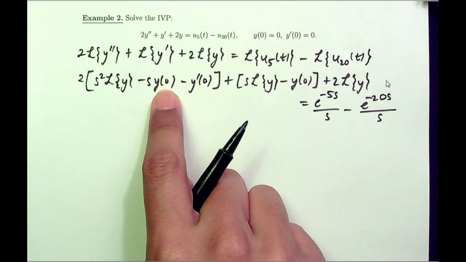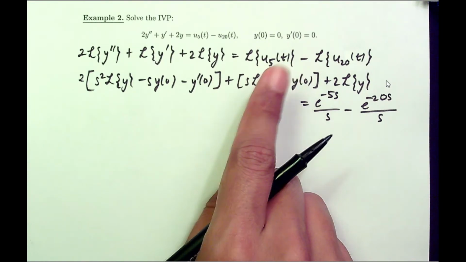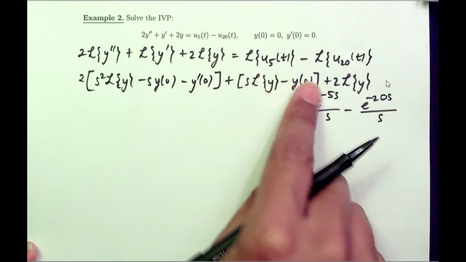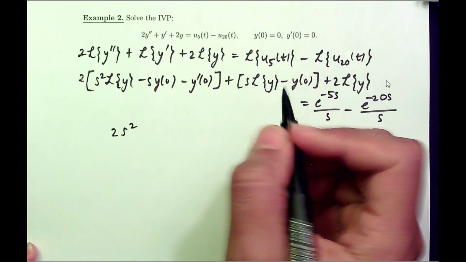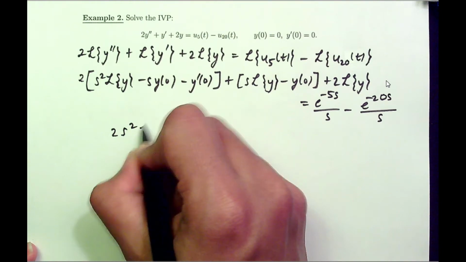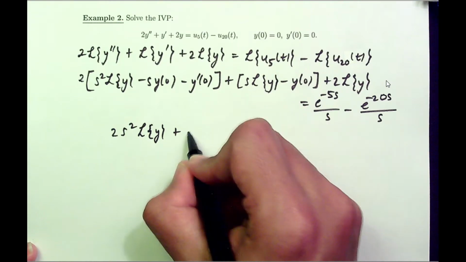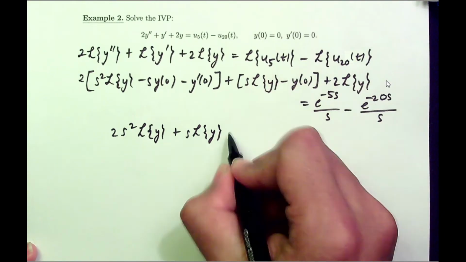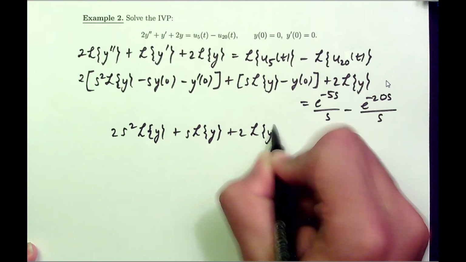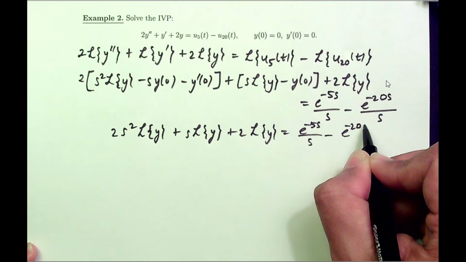Now we plug in what this is. y evaluated at 0 is 0. y prime evaluated at 0 is also 0. And so that's 0, that's 0, that's 0. That means this whole thing simplifies quite a bit. So it's going to be 2s squared times the Laplace transform of y, those are 0, plus s times the Laplace transform of y, and that is 0. So plus 2 times the Laplace transform of y equals e to the negative 5s over s minus e to the negative 20s over s.